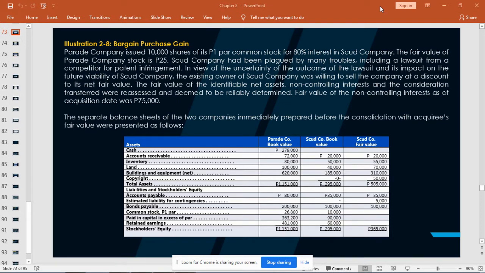So, this will be our part 5 ng ating discussion on chapter 2, which is Consolidated Financial Statements as of the date of acquisition. Thank you again kay Sir Antonio Dayag of RESA, the Licensure Examination Review Center. Thank you, Sir Dayag, for this very wonderful presentation. He is also our reference author for this course.